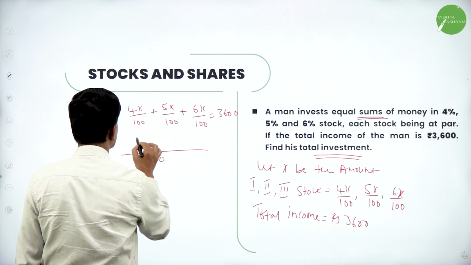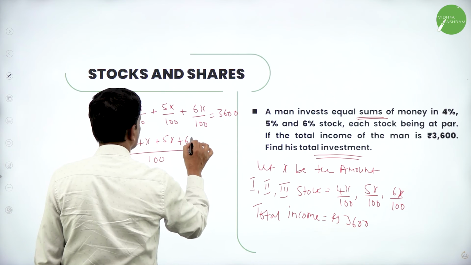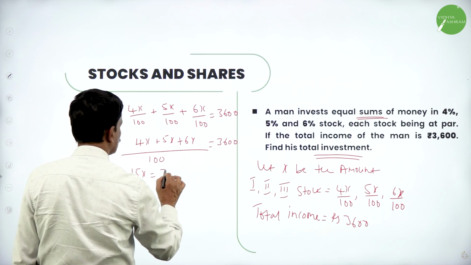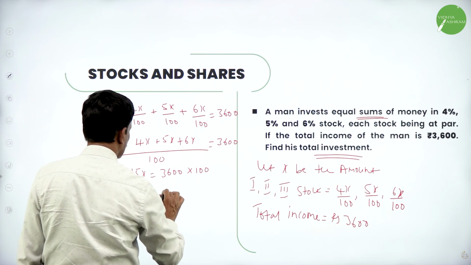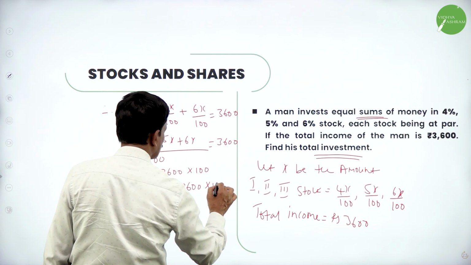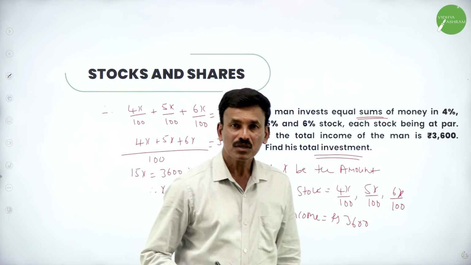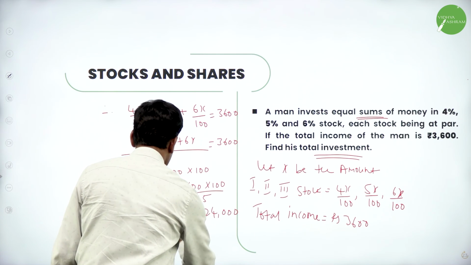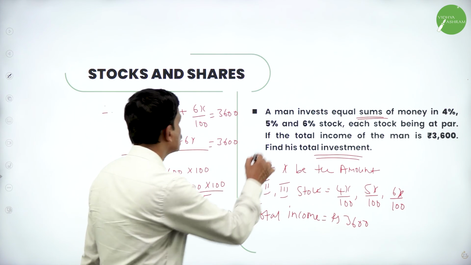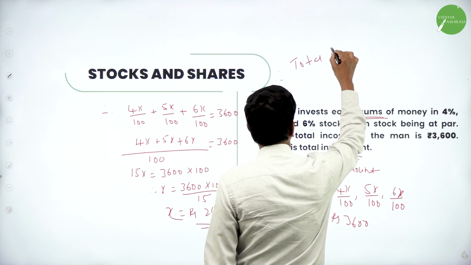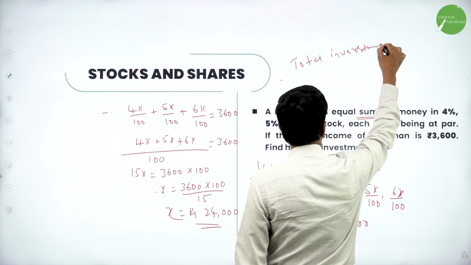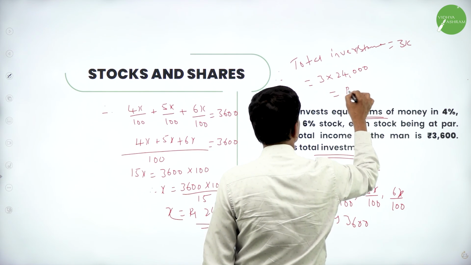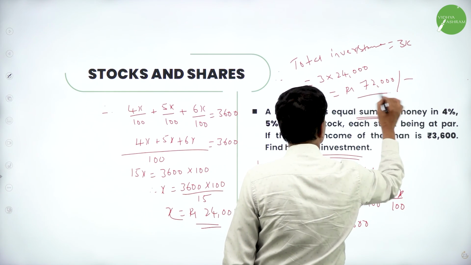Take LCM. 100 is LCM. 4x plus 5x plus 6x is equal to 3,600. So 6 plus 4, 10 plus 5 is 15x is equal to 3,600 into 100. Therefore x is equal to 3,600 into 100 divided by 15. So that's equal to 24,000. Now therefore the total investment is equal to 3 times x. So 3 into 24,000, that's equal to rupees 72,000 is the total investment.